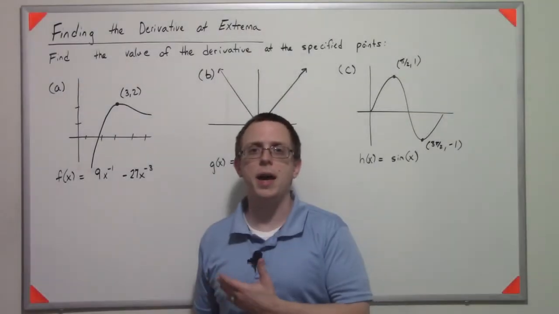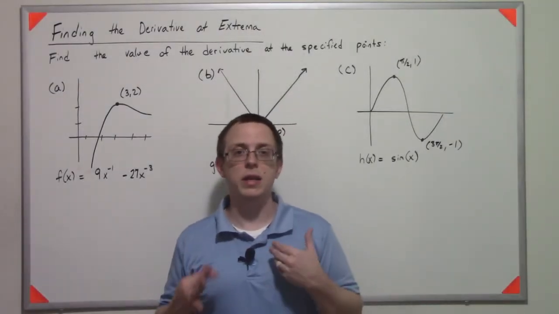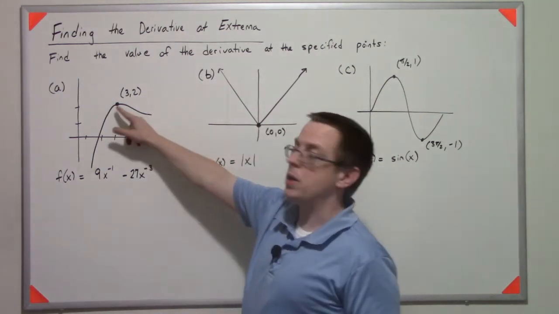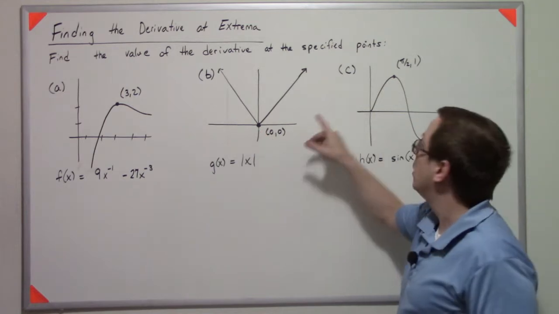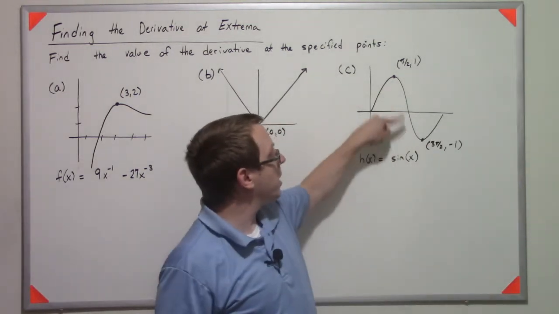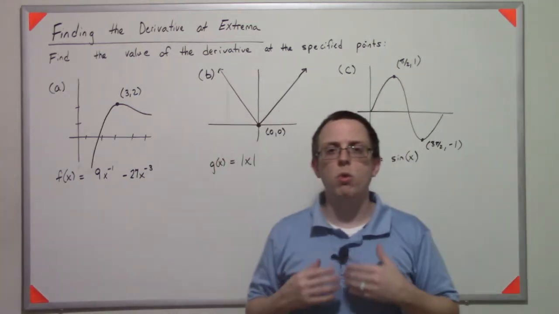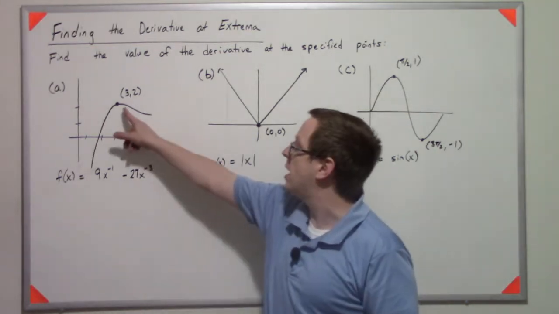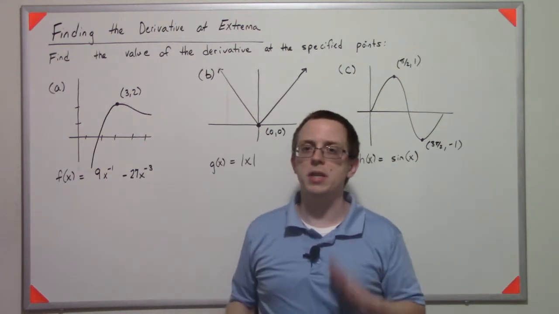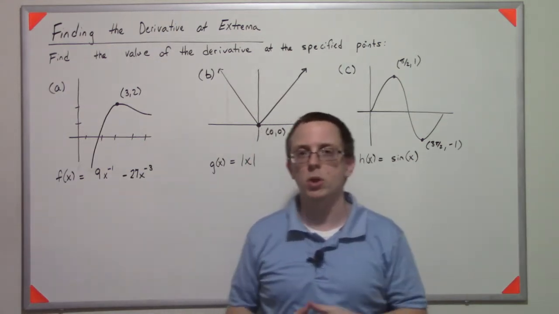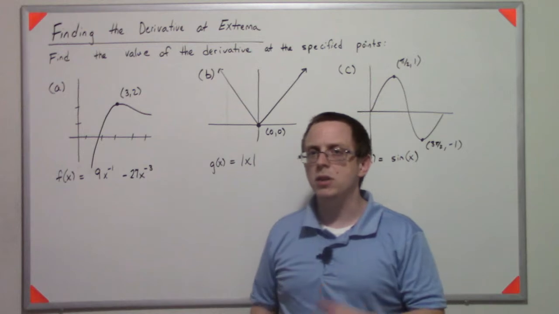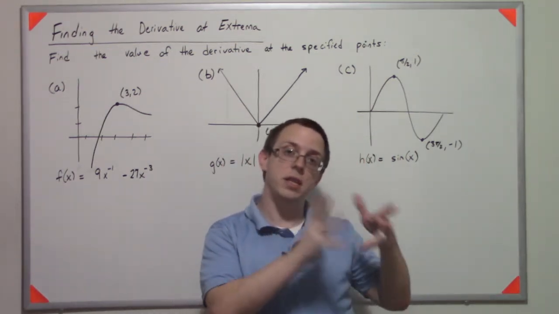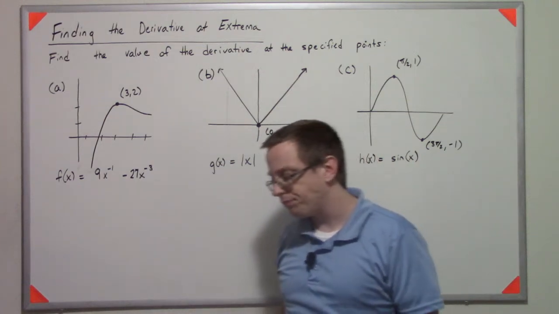Behind me here, I have a series of functions that seem to have maxima and minima. You can see there's a maximum here, a minimum here, and this one has both a maximum and a minimum. So we're going to compute the derivative of these functions and evaluate them at the x-coordinate of these points to see what the slope of the tangent line would look like, because I have a sneaking suspicion that there's going to be a relationship between the derivative and these extreme values.